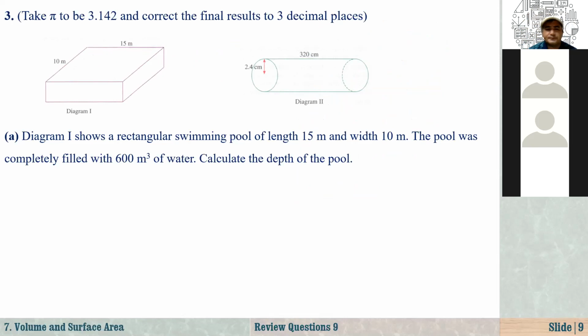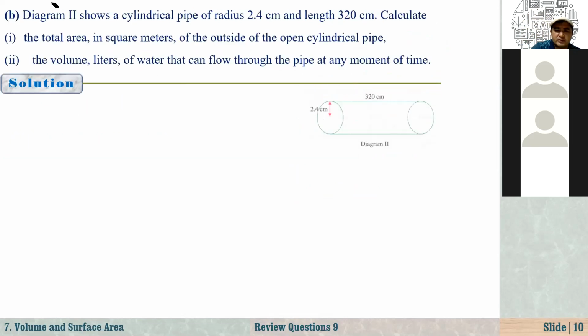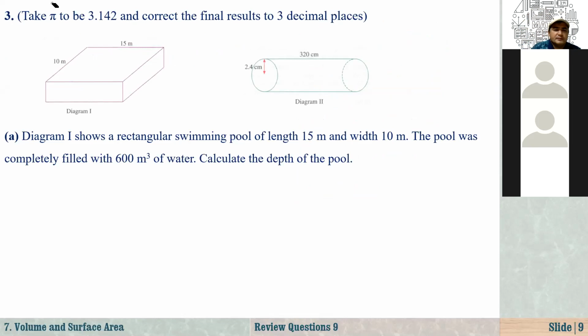Okay. Let's move to the next question. Some questions are really interesting, this one especially, because in our everyday life, we use these questions. Here in question 3, taking pi to be 3.142 and correcting the final results to 3 decimal places. Diagram 1 shows a rectangular swimming pool of length 15 meters and width 10 meters, and the pool was completely filled with 600 cubic meters of water. Calculate the depth of the pool.